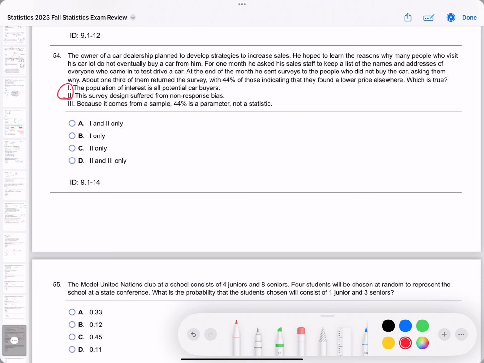The population of interest is all buyers, because you can see that he's hoping to find something about all cars. However, this is non-response because I did not have a lot of people that wanted to actually do the survey, since only 1/3 of them returned it. So that's non-response. And this is just not true. So 1 and 2 is the one here.